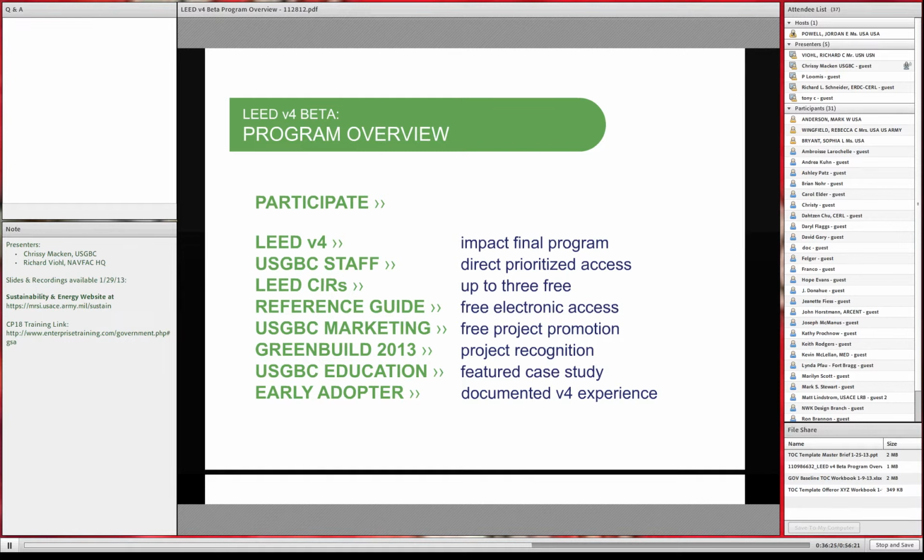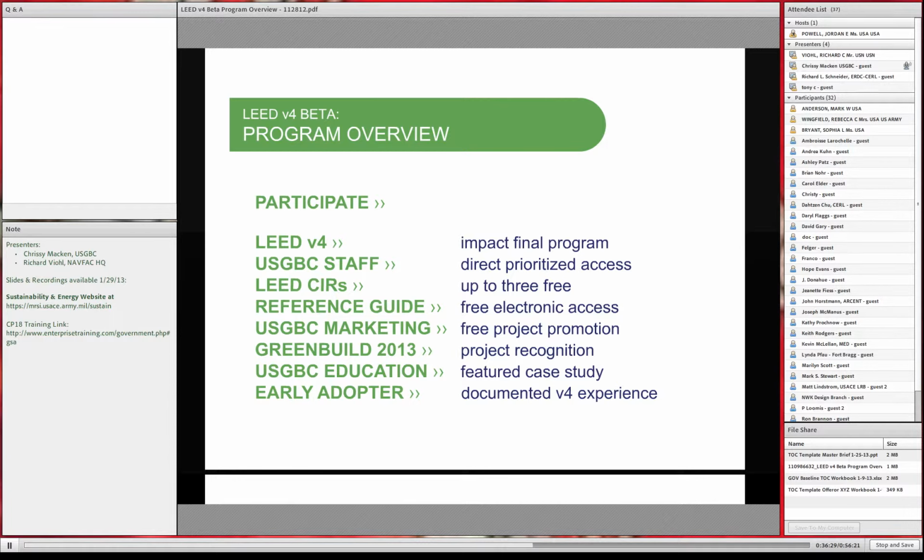LEED version 4 as a rating system has gone through 5 public comment periods over the past 3 years. We've had hundreds of stakeholder meetings, lots of engagement on the rating system side. This year we're turning that to the reference guide, the forms, the certification process. We want to make sure that that engagement is there, not just for the rating system, but for all of these other central components. Beta participants are also offered direct prioritized access to USGBC staff.